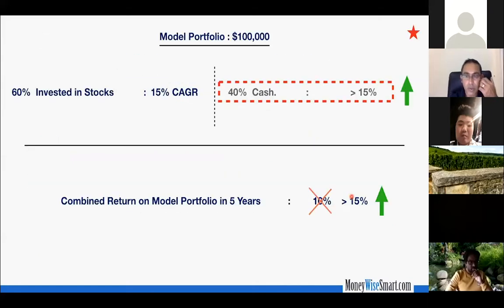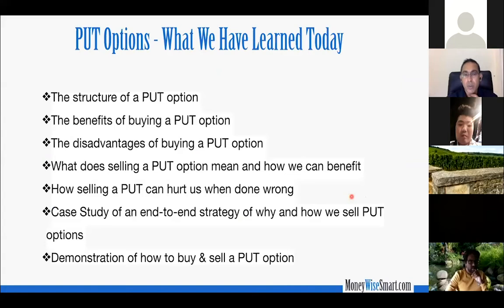All right, so we've seen this return, we see how this benefits us. This is just to summarize what we learned today. We looked at the structure of a put option. We looked at the benefits of buying a put option, the disadvantages of buying a put option when we end up paying too much for the extrinsic value. What does selling a put option mean and how can we benefit from it?